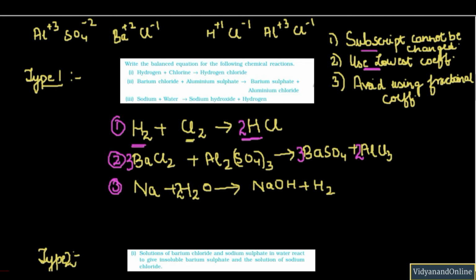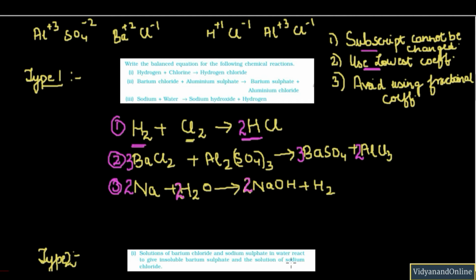Now if I put 2 here, then hydrogen is balanced, but it has disturbed sodium and oxygen. For oxygen, there is no problem, here also oxygen is 2 and here also oxygen is 2. But the problem is with sodium. So if I put 2 here, then my sodium will also get balanced. So in this way, we are able to balance all 3 elements, sodium, hydrogen and oxygen.